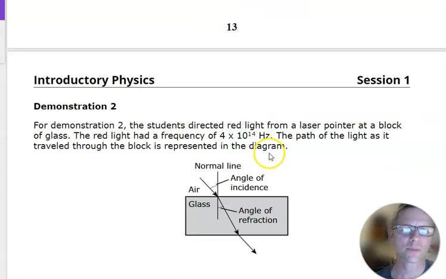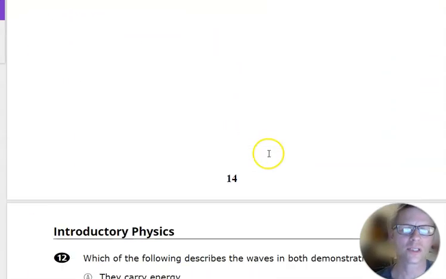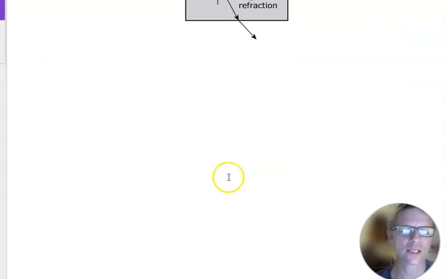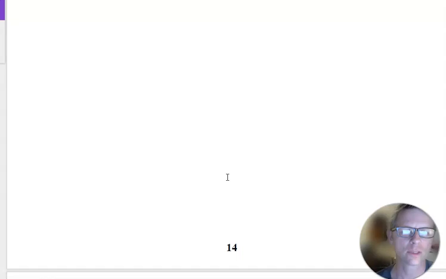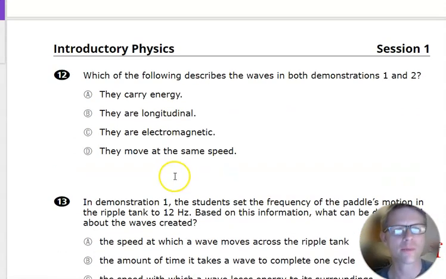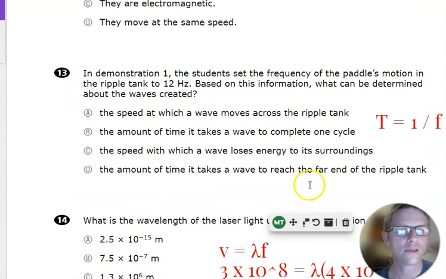Now we get a bunch of explanation. This is important to know, that when it bends, if you look at these angles, this angle inside is less than this angle. The angle of refraction is less than the angle of incidence. But those are just words. I mean, you can see it in the diagram. Definition of a wave, they carry energy. Then it asks us what we could get based on this information.